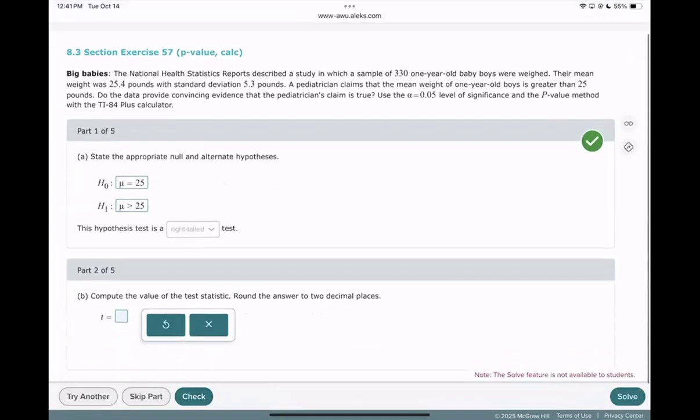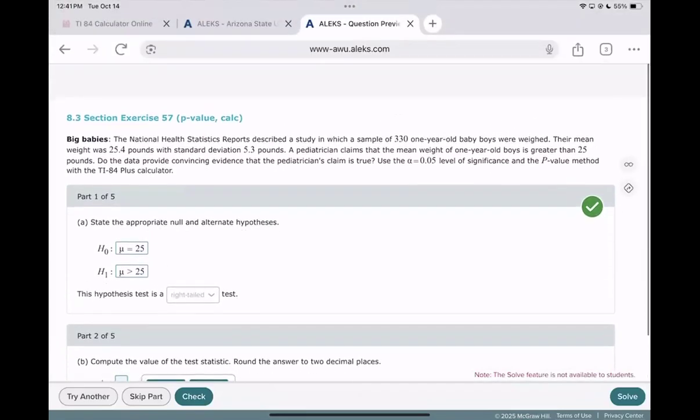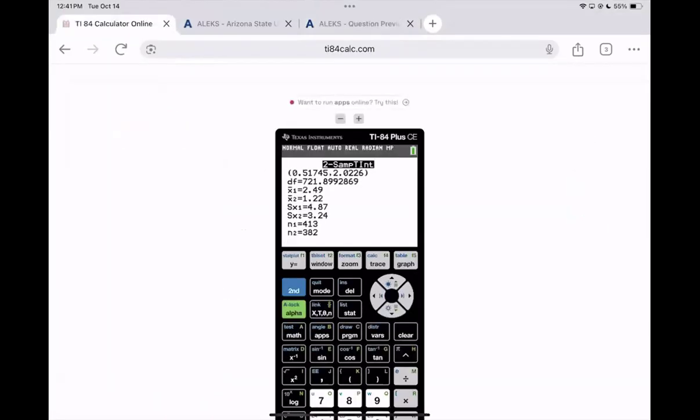Great. Compute the value of a test statistic, rounding to 2 decimal places. So what are the numbers we need to remember? 25.4 is the mean, 5.3 is the standard deviation, and the sample size is 330. So let's go to a calculator.